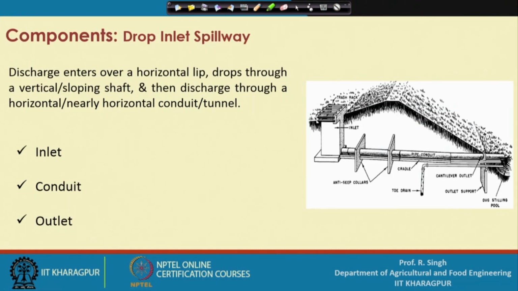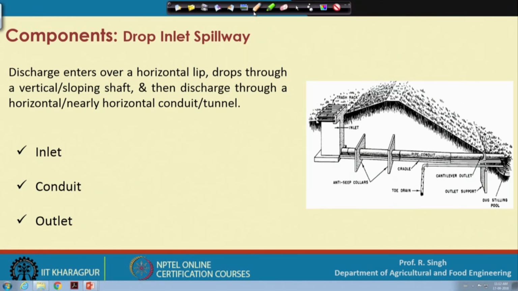There are three basic components of a drop inlet spillway: the inlet, conduit and the outlet. The discharge enters over a horizontal lip, drops through a vertical shaft and then discharges through a horizontal or nearly horizontal conduit and tunnel. So, these are the three basic components of this drop inlet spillway.